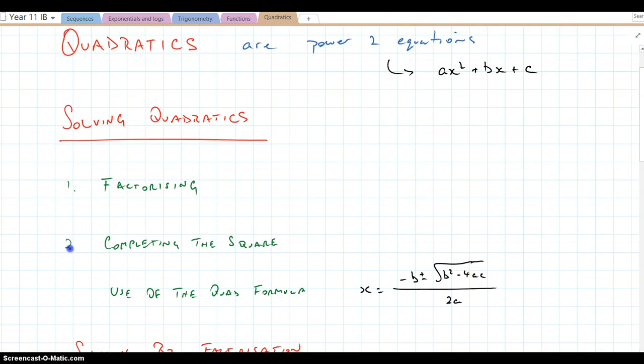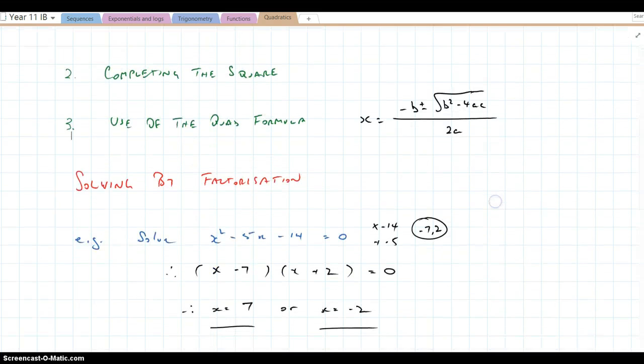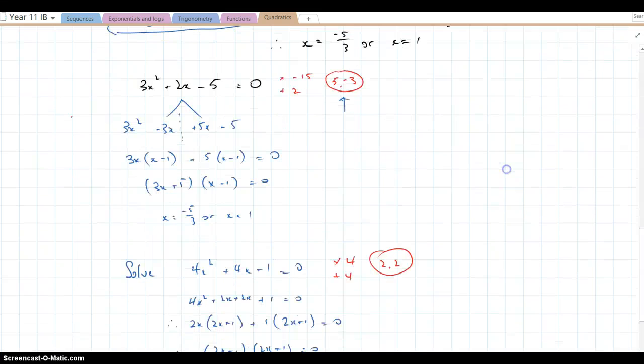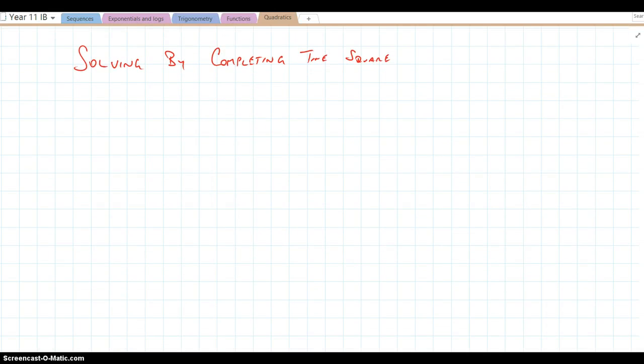We're going to move on today to looking at solving quadratics by completing the square, and then hopefully we'll have time also to throw in use of the quadratic formula. So solving by factorization was looked at in the last screencast, and we're ready to look at another method here, and that is solving by completing the square.